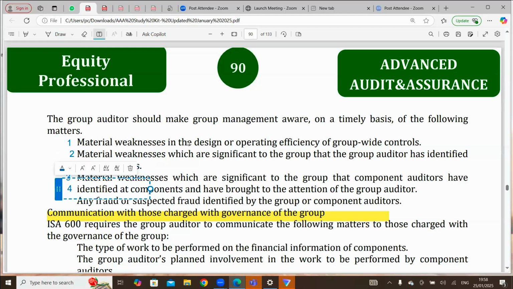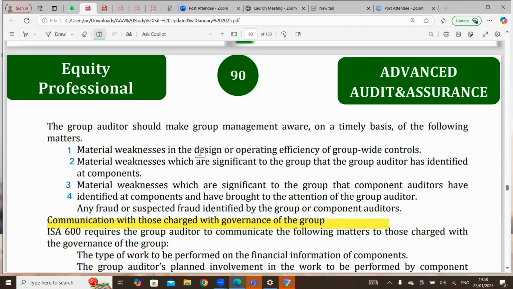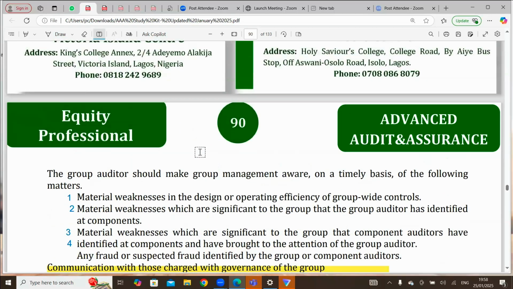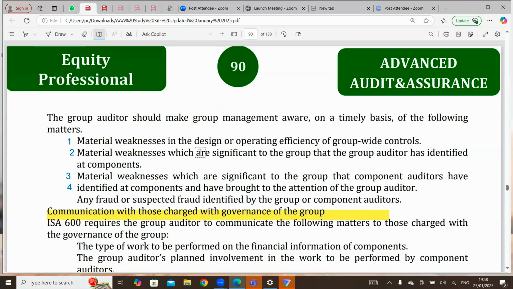So if the group auditor notices, or when the group auditor notices these things, it's very important for him to also relay to management that these are the findings that we have, such that if there are any suspicions of fraud, they're supposed to communicate it to management. It's typically what will happen even if it was not a group audit.